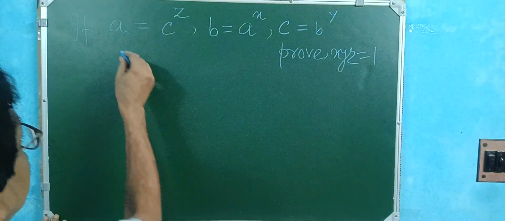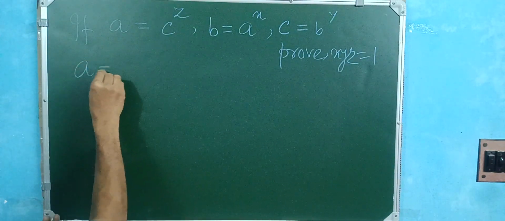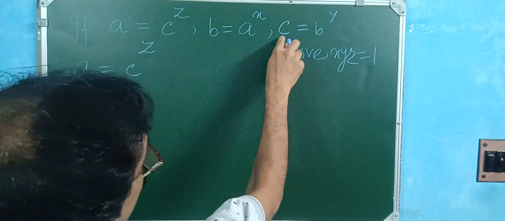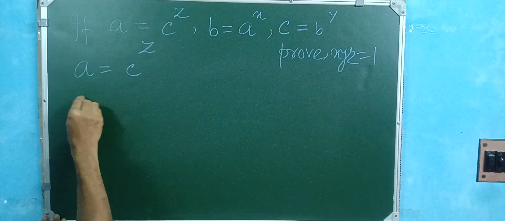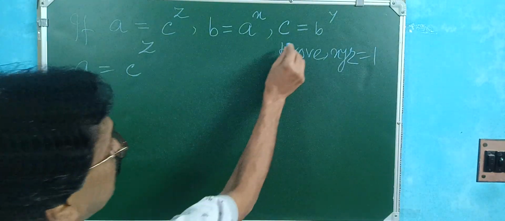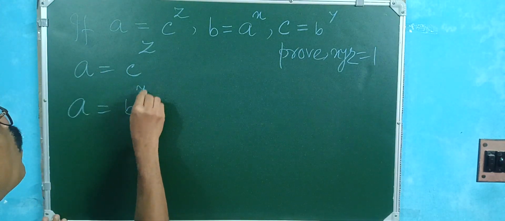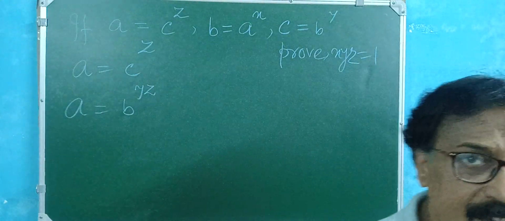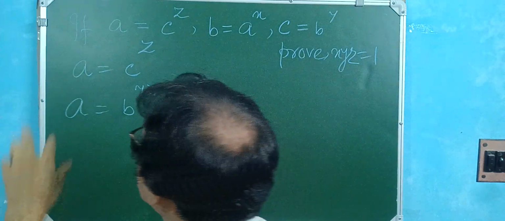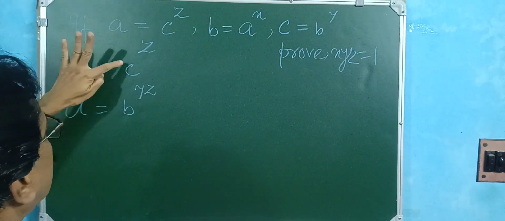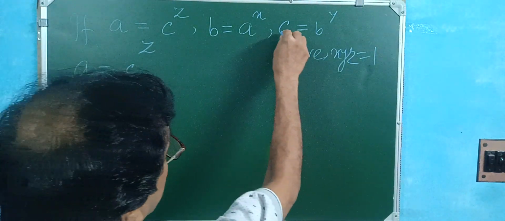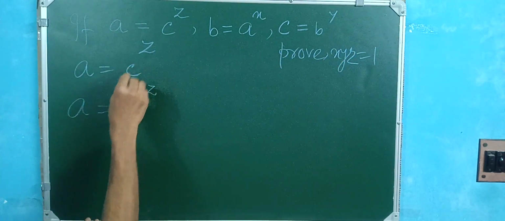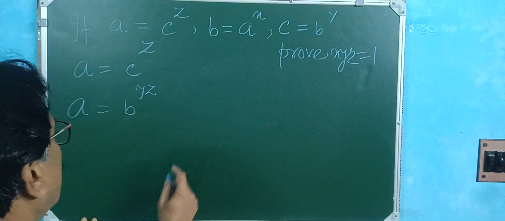Now first you write A is equal to C to the power z. Okay, but what is the value of C? C is equal to B to the power y. You just write A to the power, in place of C, you write B to the power y, and this is to the power z. Very interesting. Just use your brain. A is equal to C to the power z. No problem. But C is equal to B to the power y. In place of C, you just put the value B to the power y.